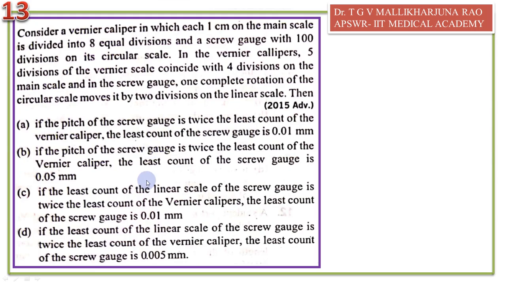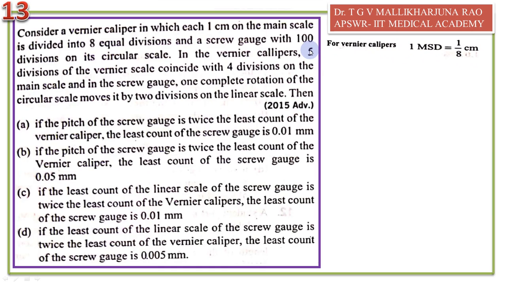Then here they gave 4 options. We will go to these options after measuring the least count of the vernier calipers. Here we will use this data. For the vernier calipers, 1 centimeter is divided into 8 equal divisions. Therefore, 1 MSD should be equal to 1 by 8 centimeter.